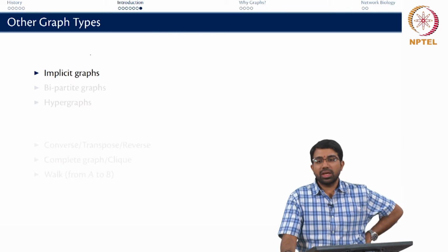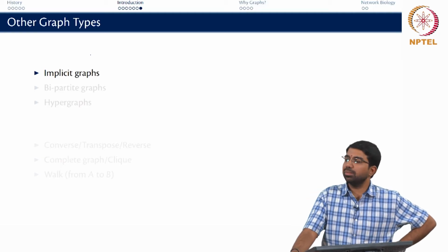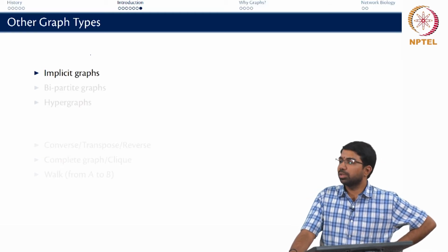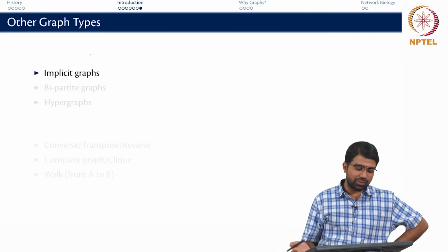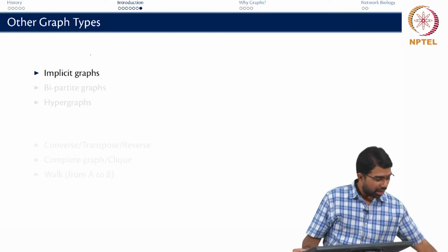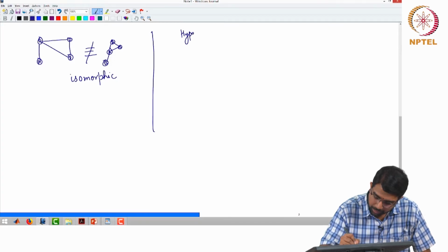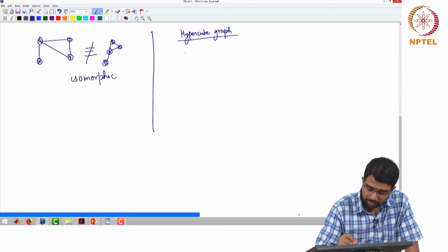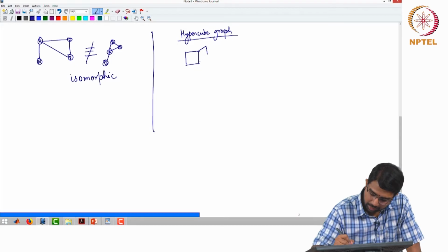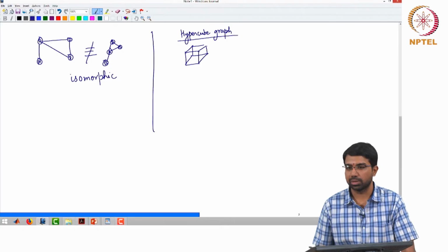And then you have this notion of an implicit graph. These are graphs where you can describe what node connects to what node, but you never spell out the entire structure of the graph. A classic example of an implicit graph would be something like a hypercube graph, where basically this is a 3-dimensional hypercube graph.